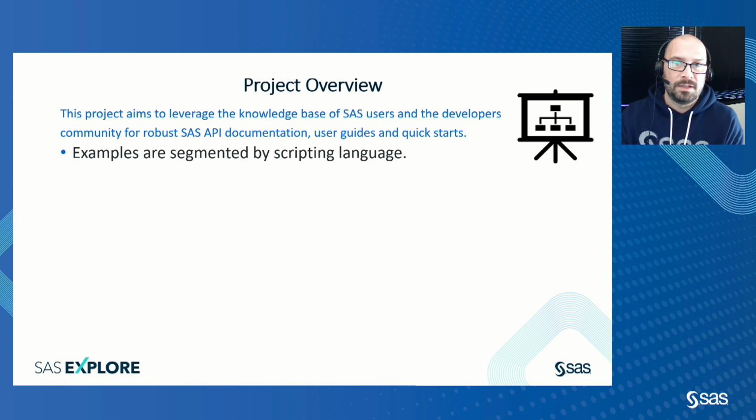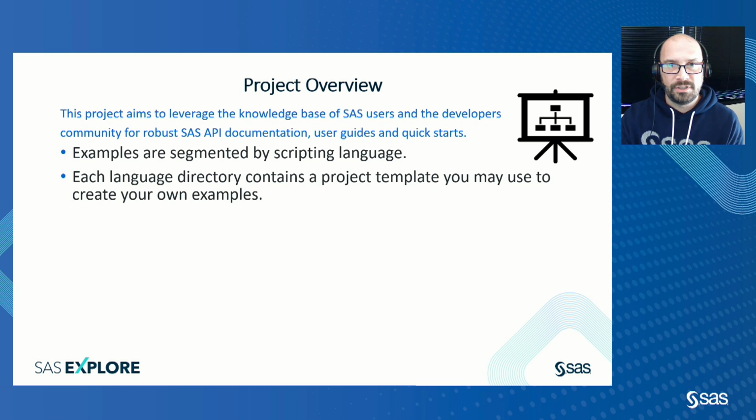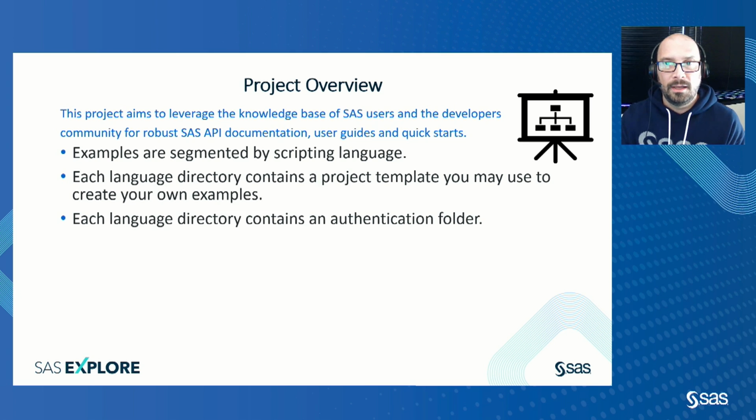And some things about the repository itself: we've segregated the examples by scripting language. So we'll see all of this when we get into the pages themselves. Each language directory is going to contain a project template. So if you want to create your own examples, we've got you started there. Each language directory also contains an authentication folder. Authentication is a big part of connecting to SAS to utilize the APIs. Oftentimes it's something that people don't talk about a lot, but it's absolutely essential to running APIs.